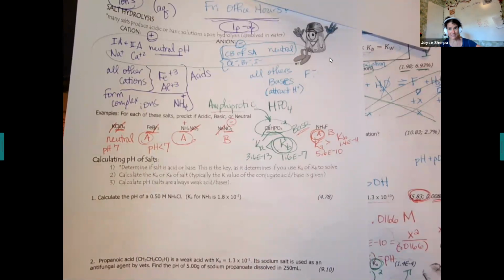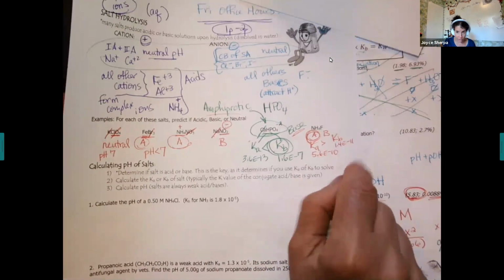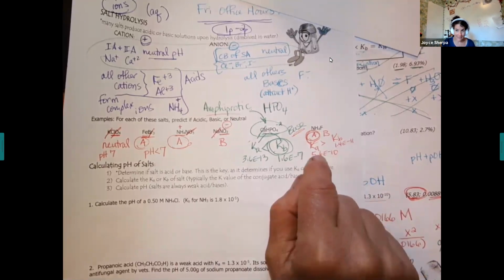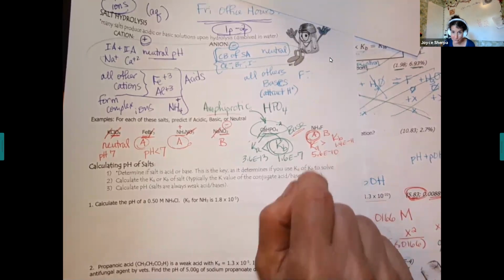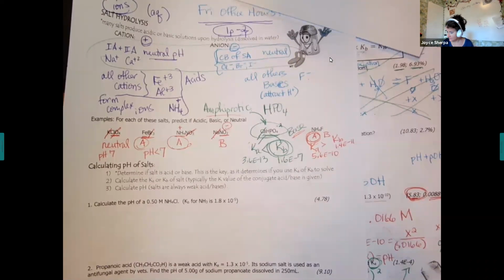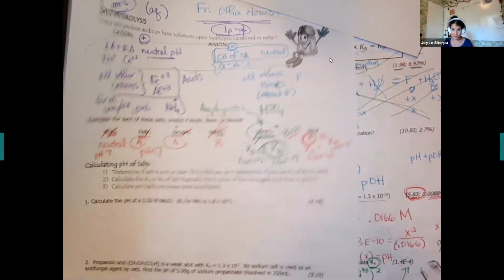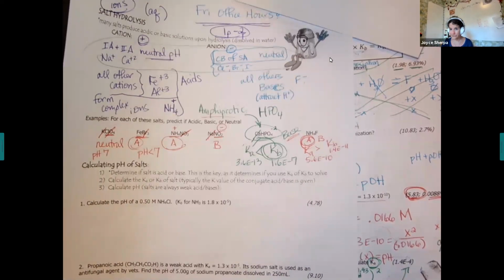So if this was a question, let's say on your celebration, this is all the work I would need to see: that you looked up the Ka, you looked up the Kb, you give them to me so I can see you looked them up, and then you would just circle the one that wins. It's acidic. I'm not asking you to solve for pH. That would be a whole other can of worms.